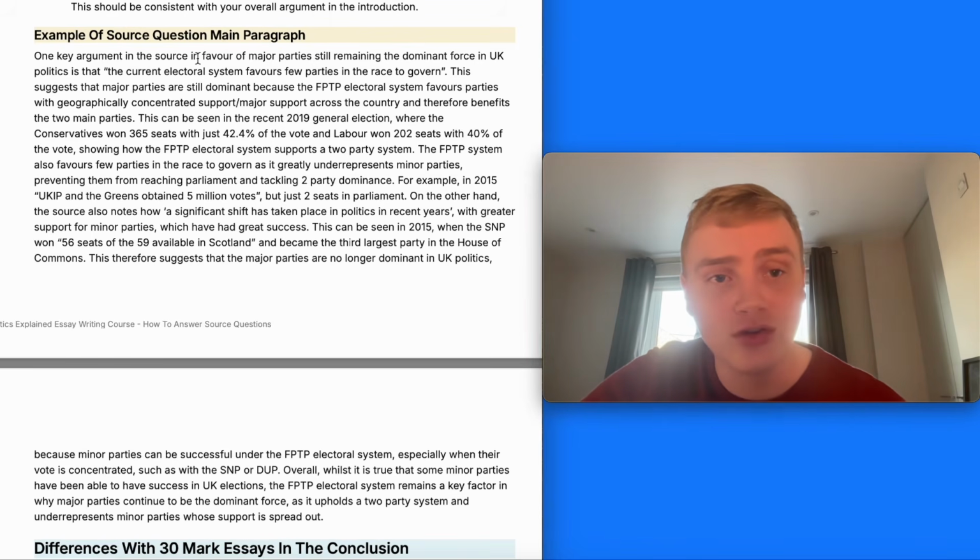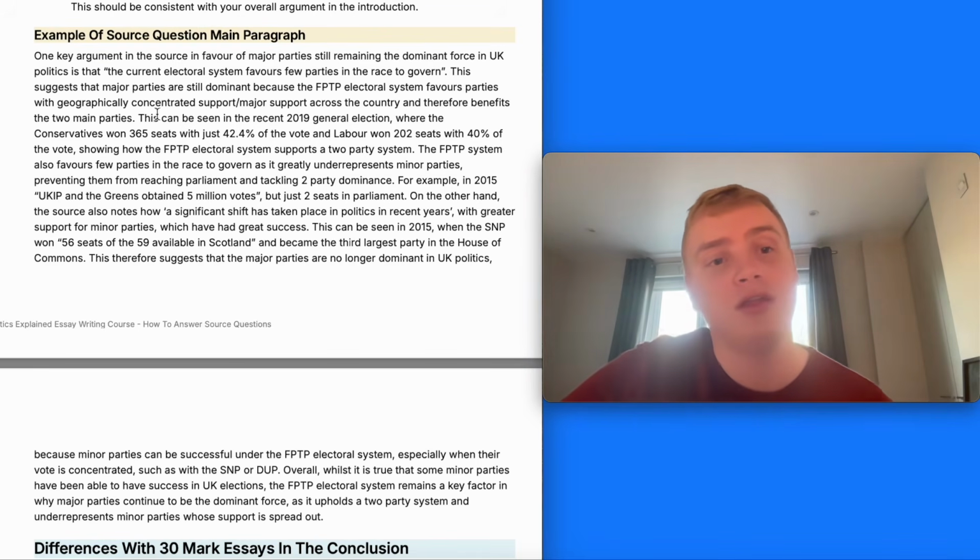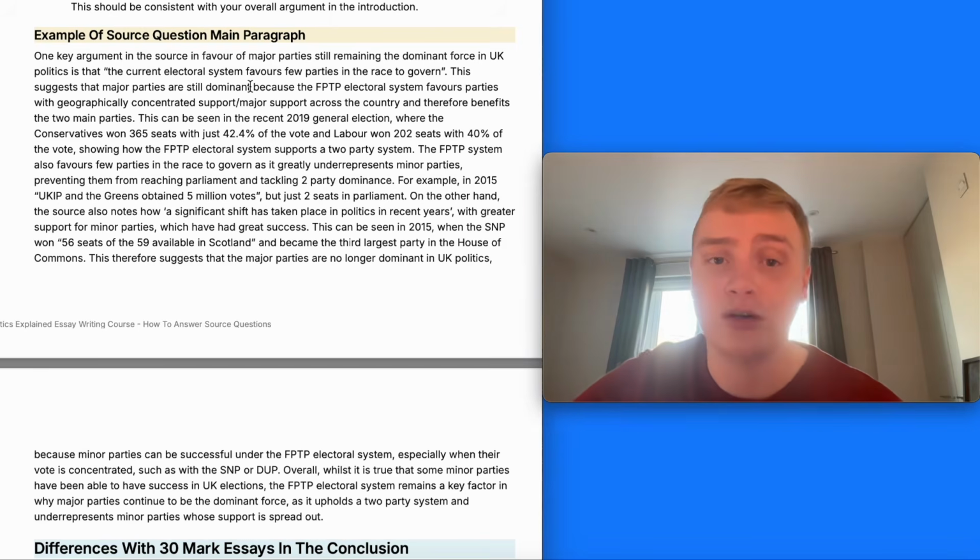So one key argument in the source in favour of major parties still remaining the dominant force in UK politics is that the current electoral system favours few parties in the race to govern. Then I go into this suggests, I'm explaining this point further. This suggests that major parties are still dominant because first past the post favours parties with geographically concentrated support and therefore benefits the two main parties.